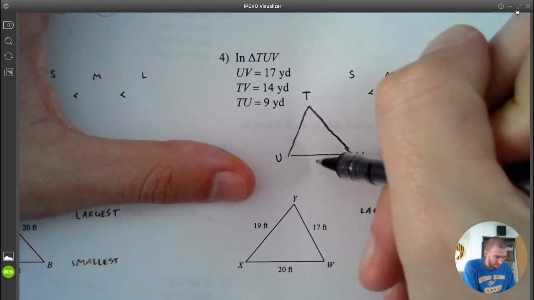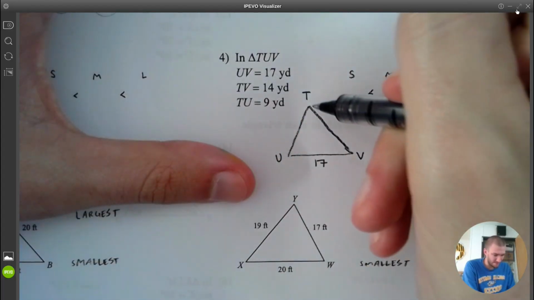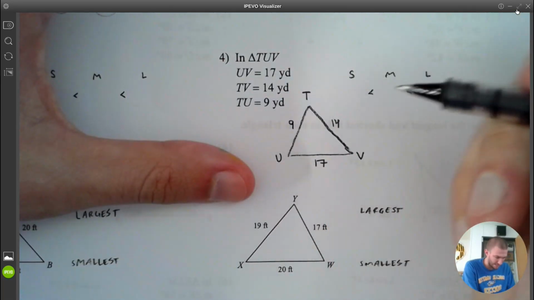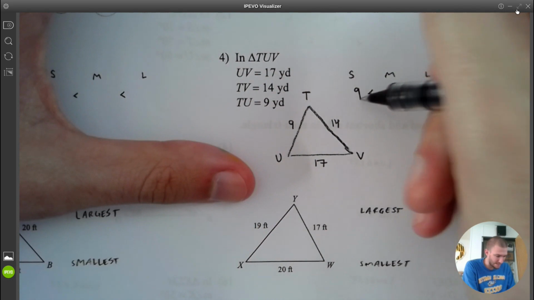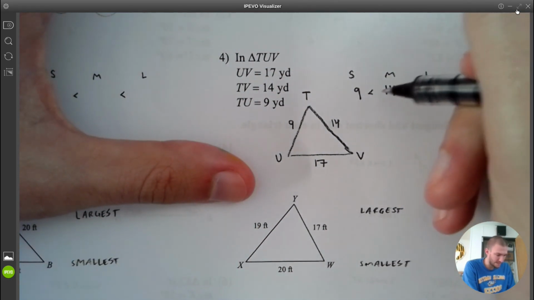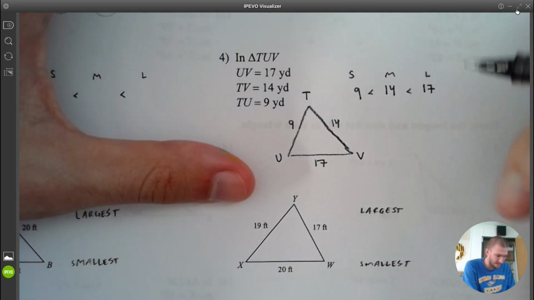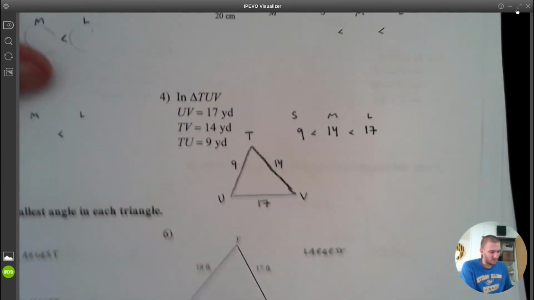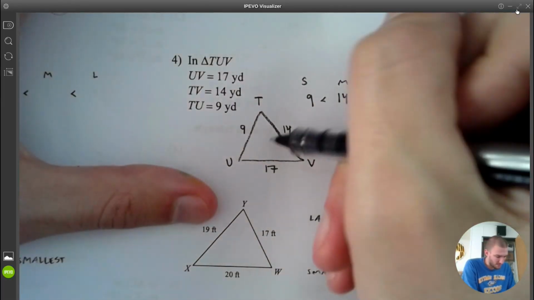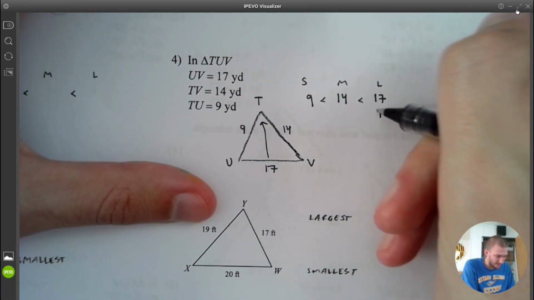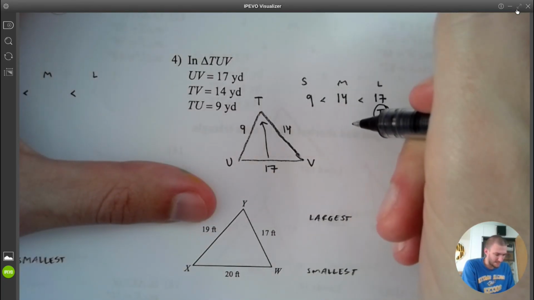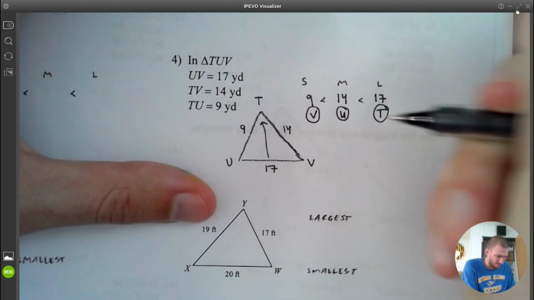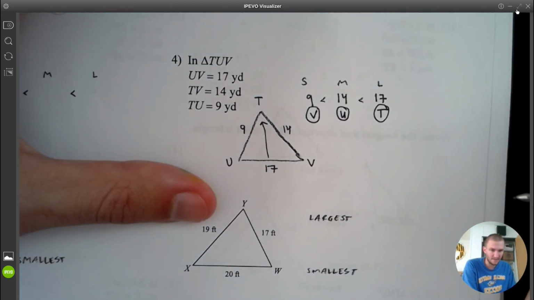UV, from U to V, is 17. TV, from T to V, is 14. And TU, from T to U, is 9. That means that the smallest is 9, the medium is 14, and the largest is 17. But it wants you to know ordering the angles. And so what I need to do is say, well, 17 is opposite of T, and 14 is opposite of U. I always hated questions with U's and V's because they look so similar.